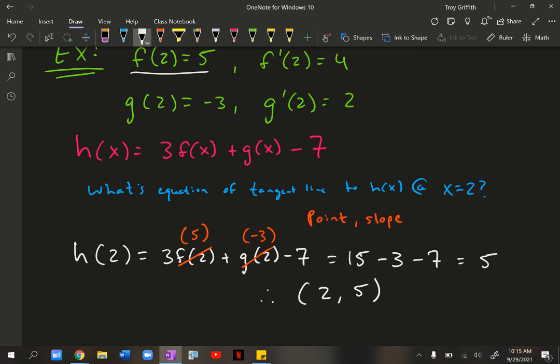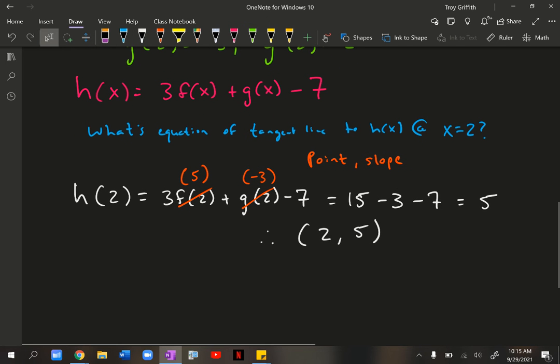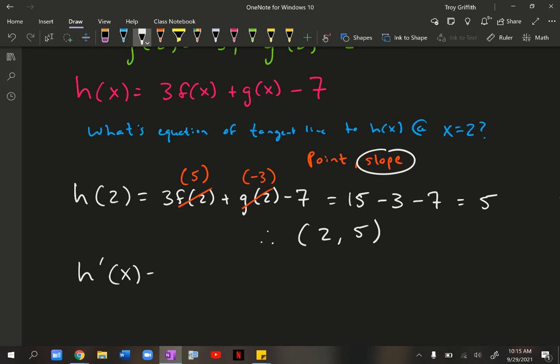All right. Now, next up, I need to find the slope. Well, how do I find a slope? Well, a derivative is the slope of a tangent line. So what I first need to do is find the derivative of this function. Well, let's use some derivative rules.